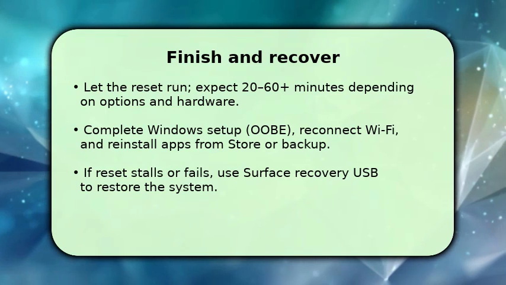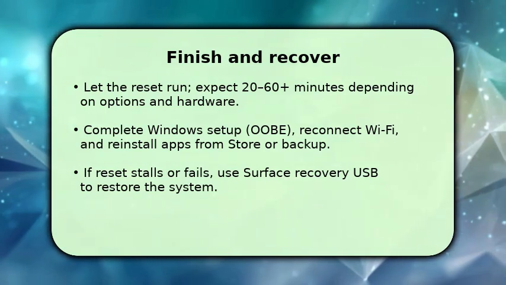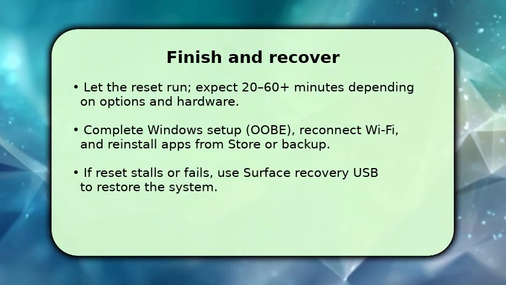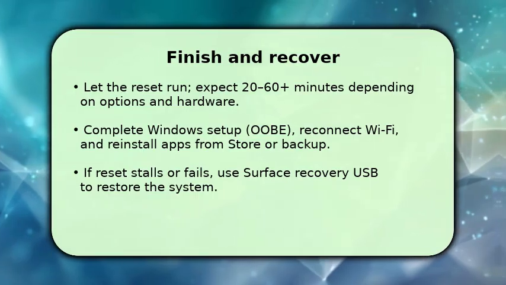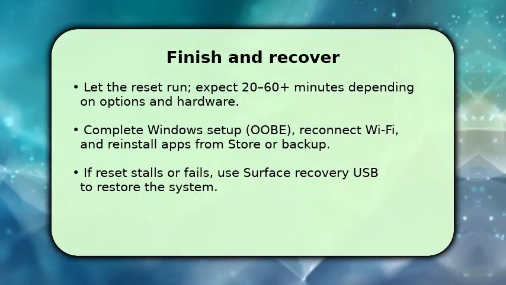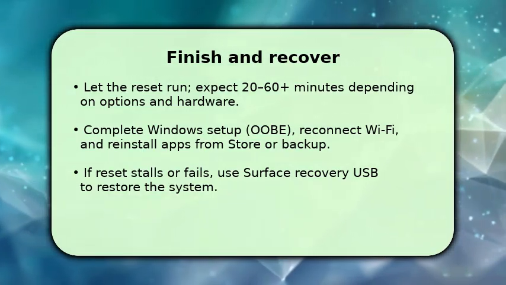Once the process completes, follow the out-of-box setup. Sign into your Microsoft account, reconnect Wi-Fi, and restore files from your backup or OneDrive. Reinstall apps and check Windows Update.